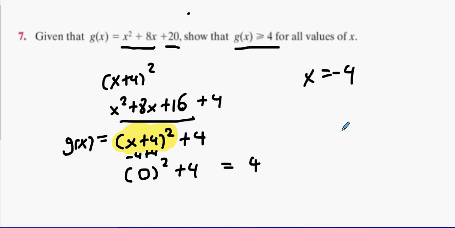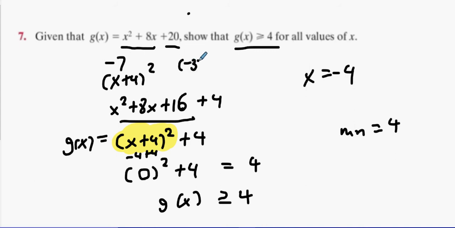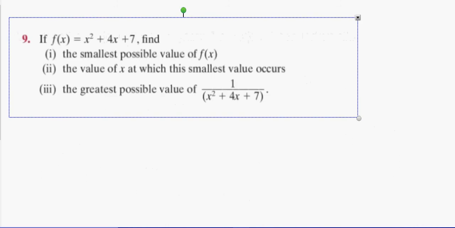So what can you say? Minimum equals 4. This means g of x is always going to be bigger than or equal to 4. Pick any other value you want, and the answer is going to be bigger than 4. What happens if you pick minus 3? Oh, sorry, what happens if you pick minus 7? What's minus 7 plus 4? What's minus 3 squared? What's 9 plus 4? 13. If you pick minus 3, the answer would be 13, right? So don't worry about that. Now, next one.